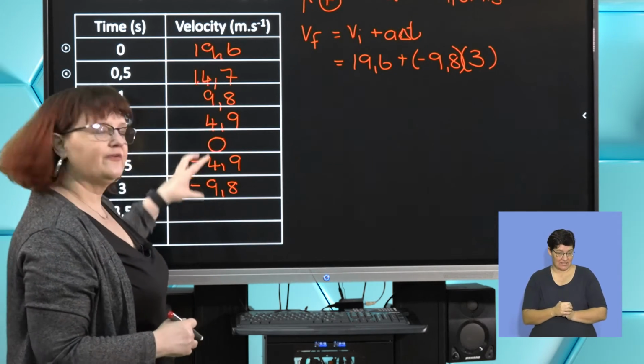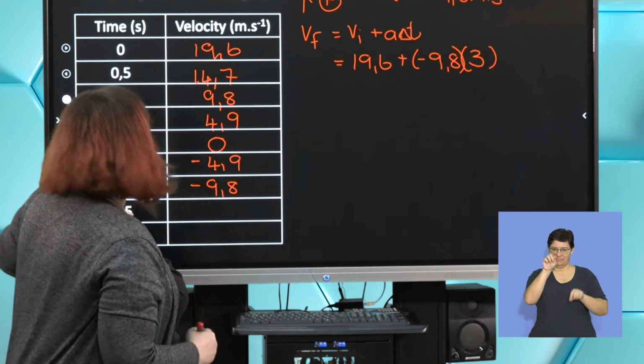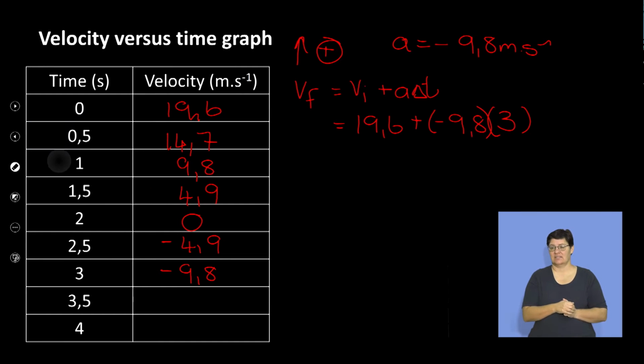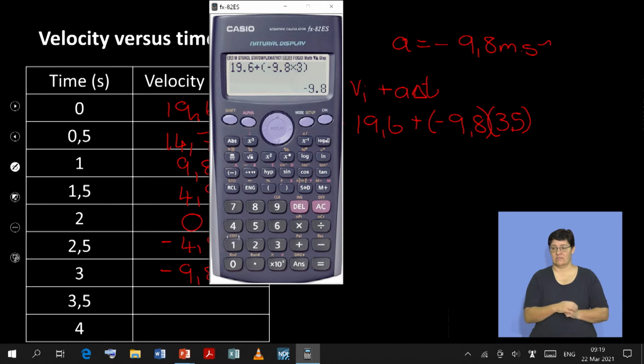That there's some sort of symmetry, but that's good. It's what we want. Then we need to do 3.5. There we go. So we put this into our calculators again.